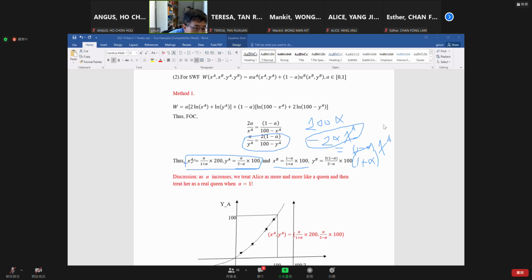And quite similarly for YA. When alpha equals 0, this term disappears. When alpha equals 1, this one becomes 100. What's alpha? Alpha is how important Alice is. When we increase the value of alpha, the whole society treats Alice more and more like a queen. She's the princess, okay?